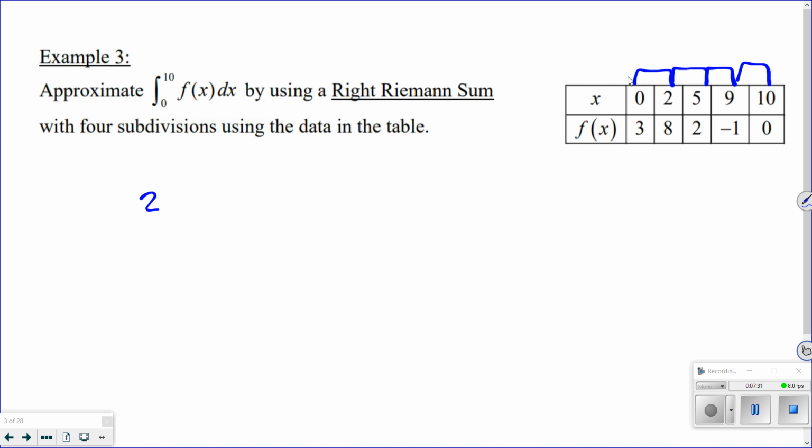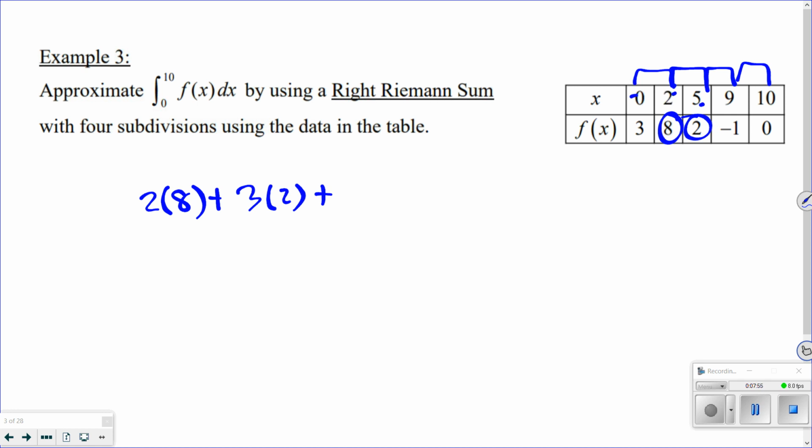And then it wants me to use a right Riemann sum. That means I'm going from 0 to 2. The 2 would be the right. And so the height there would be 8. That's my y coordinate. Okay, look at your next interval. It's going from 2 to 5. So the width is 3. And I use the right side. I use the 5 for the height. It was 2.